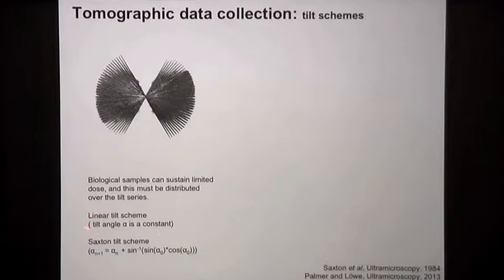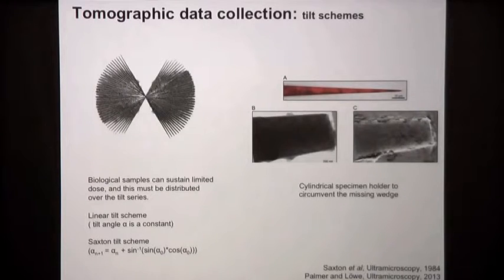There are many different ways you can design a data collection scheme. You can have a linear tilt scheme like this, or you can have a more complex tilt scheme where you can upweight the higher tilts, and there's still discussion about which one is better, which one is worse. There's a way to circumvent the missing wedge altogether.